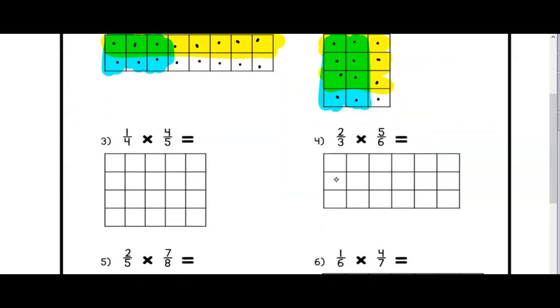Okay, let's look at one more. So I'm going to shade 1/4. So it's 4 sections going up and down. So I'm going to do 1/4 that way. And I'm going to do 4/5 this way. Okay, and what turned green was 4 out of, and if I count this all up, there's going to be 20 pieces there. So I ended up with 4/20ths.